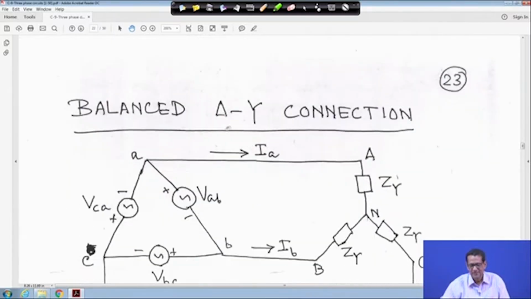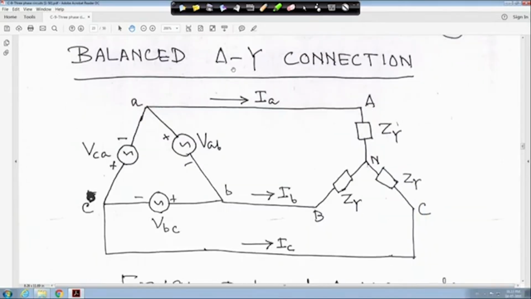Another one is the balanced delta-Y connection. In this case, the source is delta, but the load is star. When the load is star, line current is equal to phase current, because the same current I is entering here, right. So line current is equal to phase current. This is the voltage source, and the source is delta.